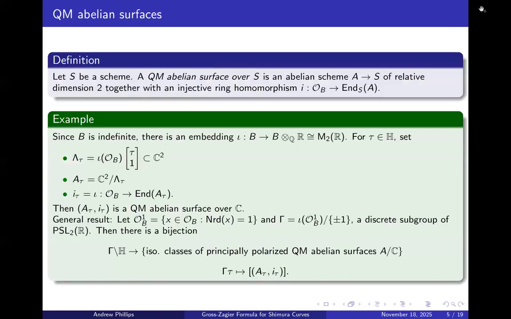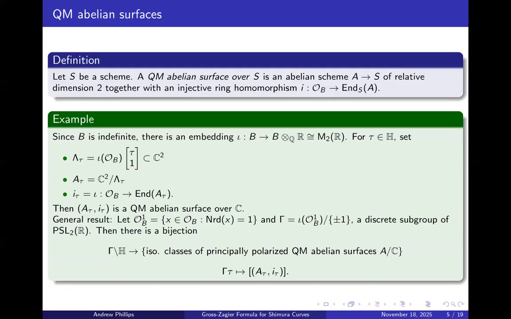Okay, so that's a setup. Now the main objects we're going to look at here are these things called QM abelian surfaces. Here's a definition. I want to define it over a general base scheme. If you start with any scheme, then a QM abelian surface is an abelian scheme of relative dimension 2, together with a ring homomorphism, like an action of this maximal order on A.